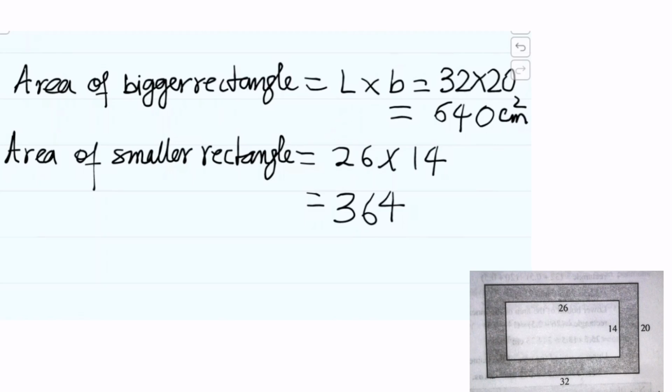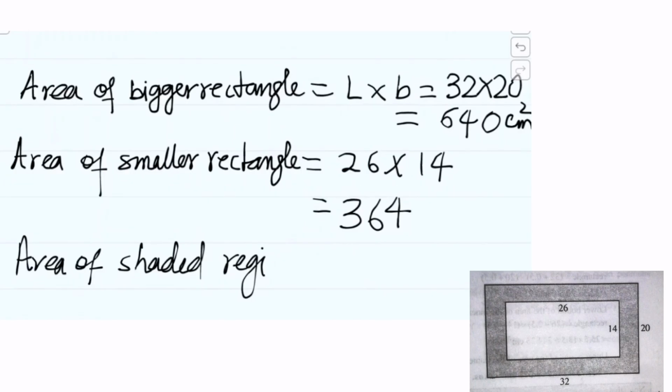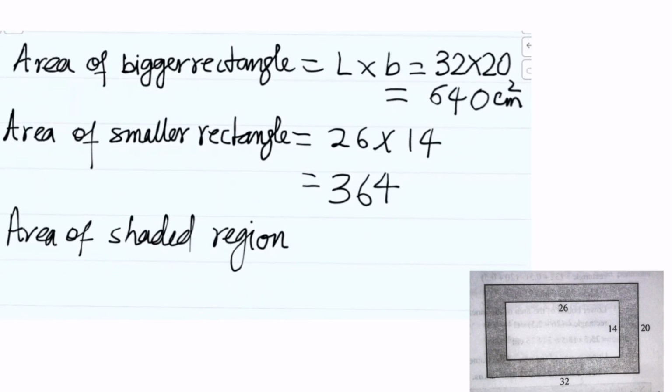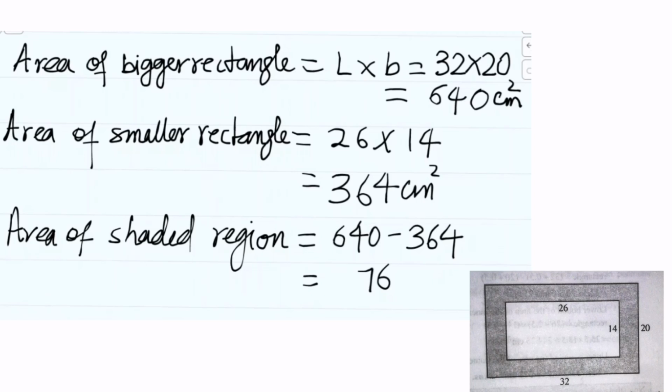Next we have to find the difference of the bigger area and the smaller area. Now area of the shaded region is bigger area 640 minus smaller area 364. So what is this difference? 10 minus 4 is 6. Then 3 becomes 13. 13 minus 6 is 7. Then 5 minus 3 is 2. 276 centimeter square is the area which is in the middle.